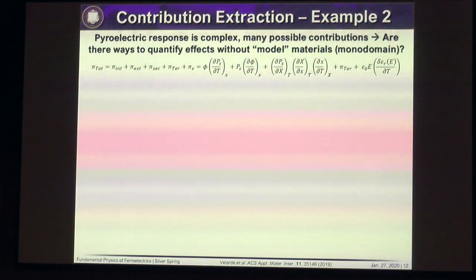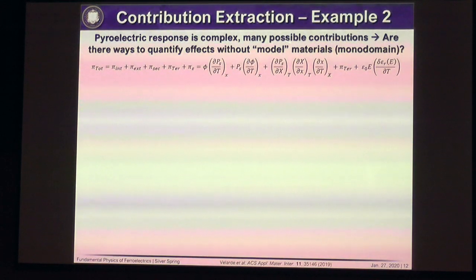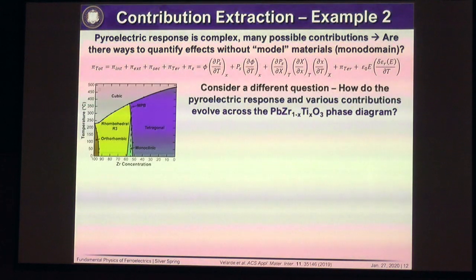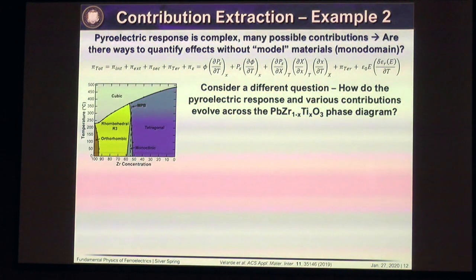All right, so this response is quite complex, right? There are many possible contributions. We have this very complex expression for these sorts of things. But we wanted to question whether you could figure these things out if you don't have these model materials. If I can't make a monodomain version of this system, can I still separate these things out? And so to do this, let's consider a different question. I showed you PZT as a function of strain before with domain structures. Now let's ask the question, how do the pyroelectric responses and contributions evolve as a function of chemistry across the phase diagram, right? So as I change the zirconium content in the system.